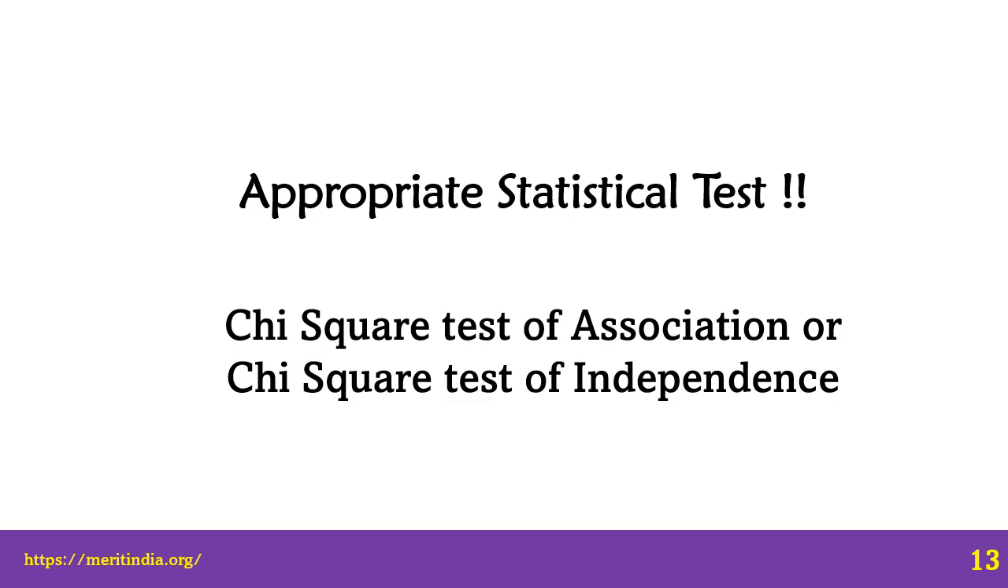So the appropriate statistical test for such research questions would be the chi-square test of association, which is also known as the chi-square test of independence. Because this chi-square test of association tests whether two categorical variables are associated or not. In other words, we can say that if they are not associated, that means they are independent. That's why this is also called the chi-square test of independence.